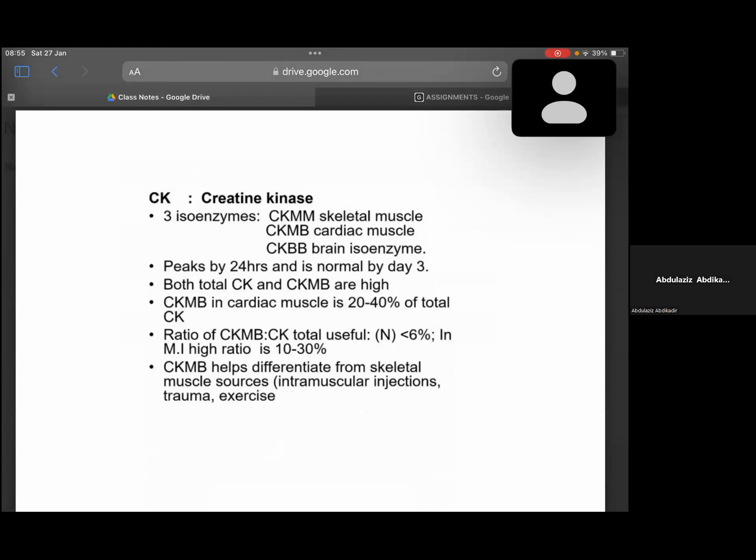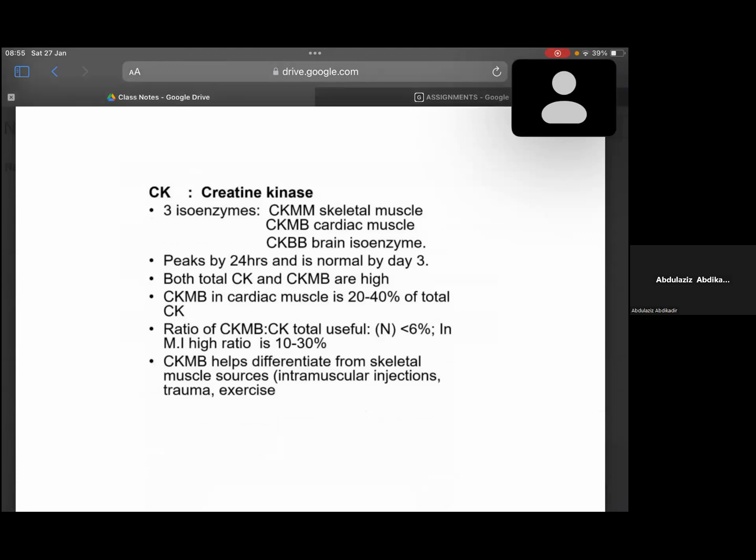So I told you CK-MM is skeletal muscle, MB is cardiac, and BB is brain. It peaks by 24 hours and is normal by day 3. CK and myoglobin, they rise quickly and they fall very quickly. So these are important. You remember the utilization I showed you. It is a risk factor. It is used for diagnosis, prognosis, and HF.